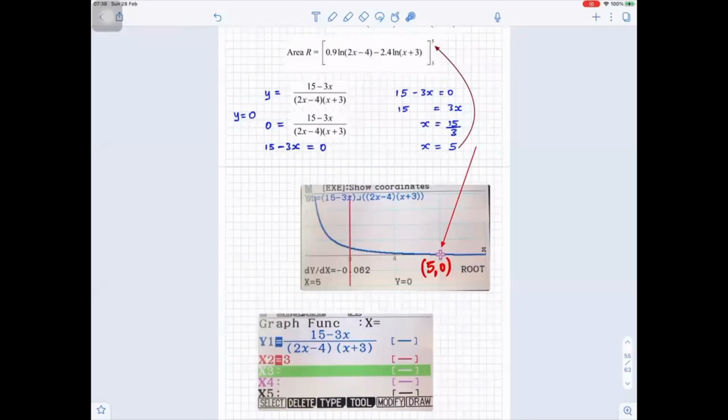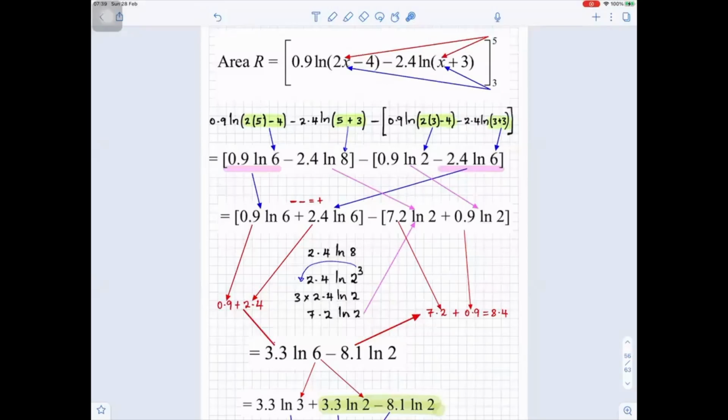Another way is to put the graph in your calculator and see the point where it crosses the x-axis. That point is (5, 0). That's where that 5 comes from. And that's your line, x equals 3. So we get the area by substituting the values for 5 and for 3.